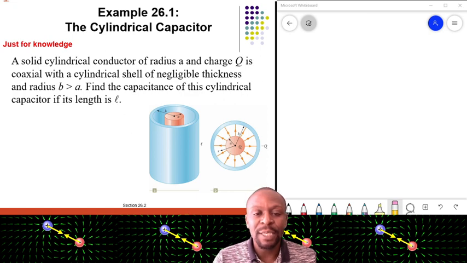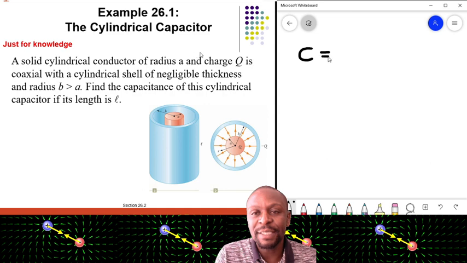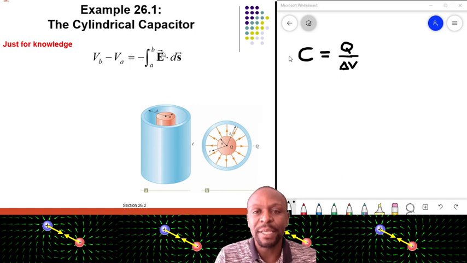Now, in order for us to get the capacitance, I'm just going to write the equation again, and for the last time: capacitance is given by Q divided by the change in V. But we don't know what the change in V is. We are just going to use the equation from chapter 25 to define the change in V. The change in V from chapter 25 was given by this equation here.